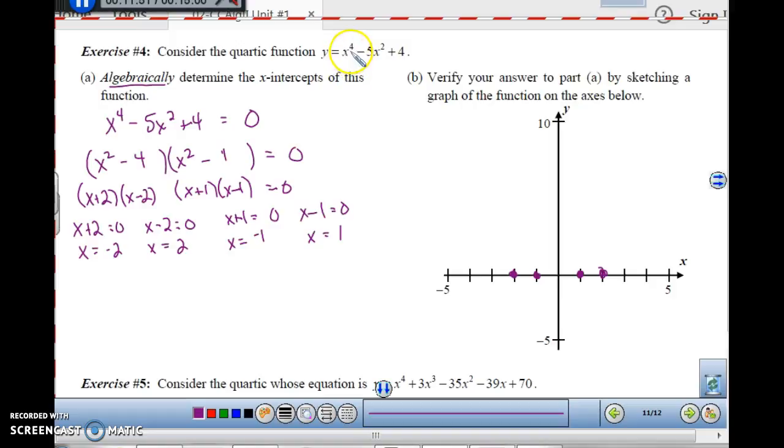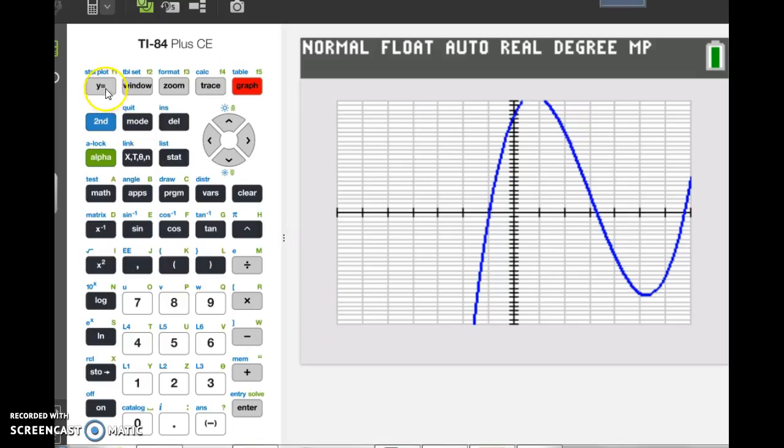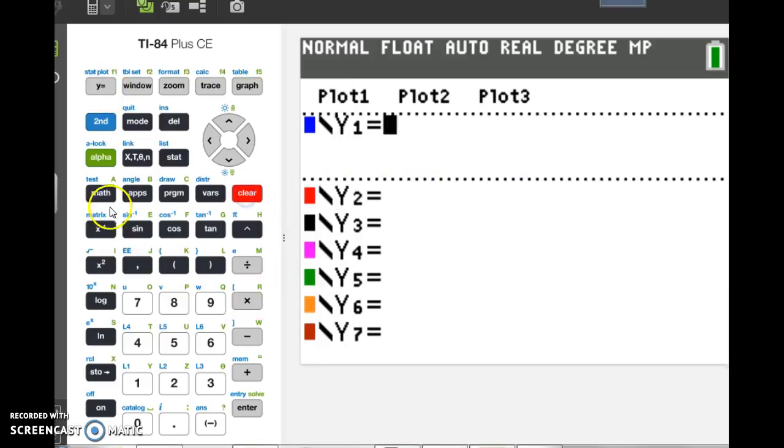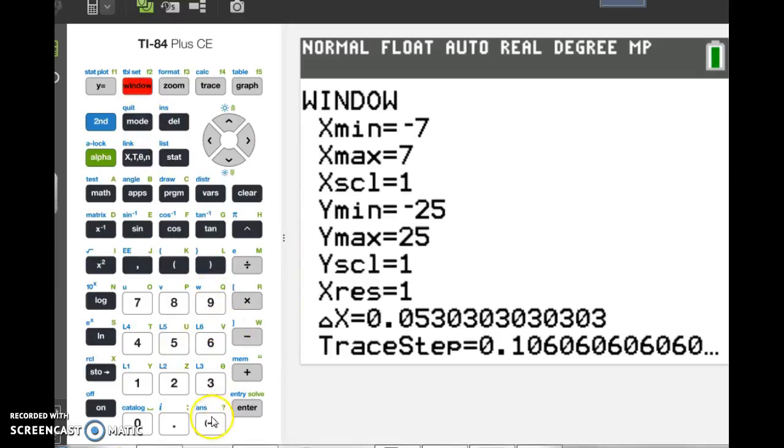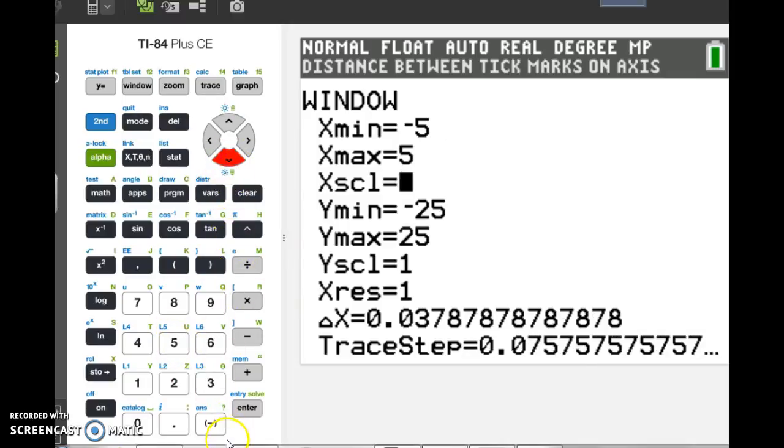Now, since this is a fourth power function, a quartic function, it is an even function. Which way are its ends going to point? It's an even function. The ends should be pointing up. So let's graph this and see what it looks like. All right, so we have y equals x to the fourth, minus 5x squared plus 4, and set the window from negative 5 to positive 5, and the y's from negative 5 to 10. Then I graph this.